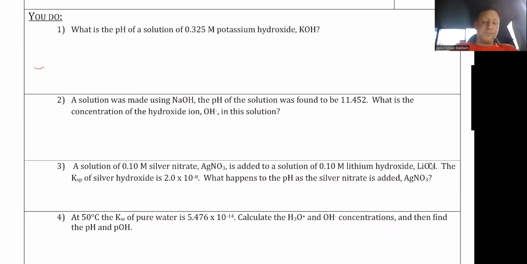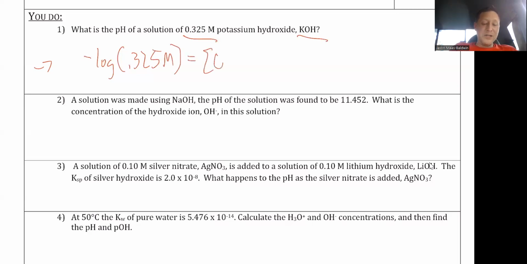So what is the pH of a 0.325 molar potassium hydroxide solution? Well, we know that this is a base, a strong base. And so the OH minus concentration is the concentration of the base, since it fully dissociates, right? That's what strong bases do.